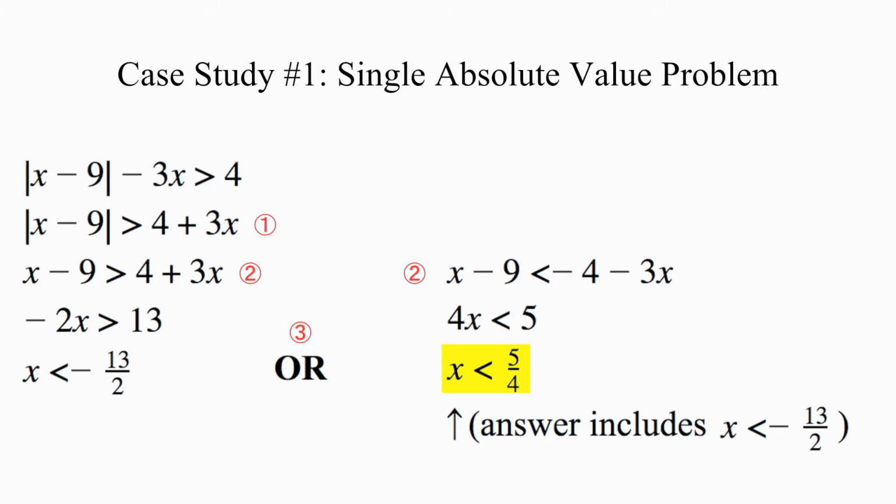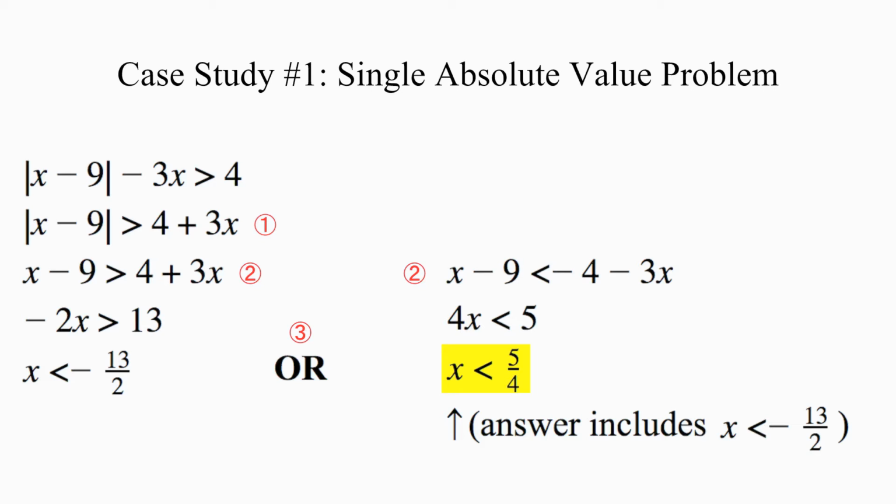So for single absolute value problems, we have our example: the absolute value of x minus 9 minus 3x is greater than 4. The first thing we want to do is isolate our absolute value, and this is just to make sure that the negative is being distributed appropriately when we look at the negative portion of that absolute value. Now that the absolute value is isolated, we can begin to look at the negative and positive sides of that absolute value. The left is the positive and the right is the negative.